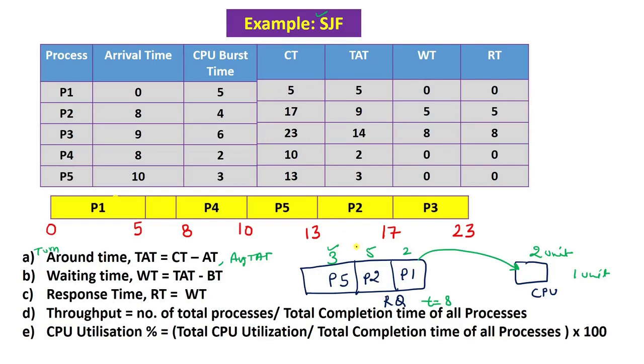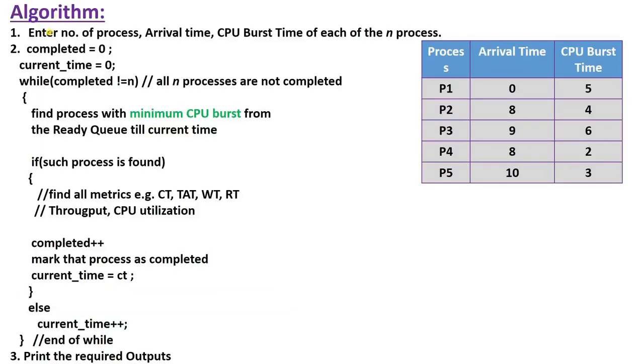Now let's see the algorithm for this shortest job first implementation. So here is our algorithm. Here you can see first we are asking the user the total number of processes that they want to enter. So in this example we have a total of 5 processes. Let's say we have n equal to 5.